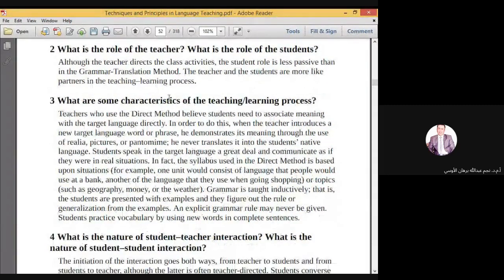3. What are some characteristics of the teaching learning process? Teachers who use the direct method believe students need to associate meaning with the target language directly.